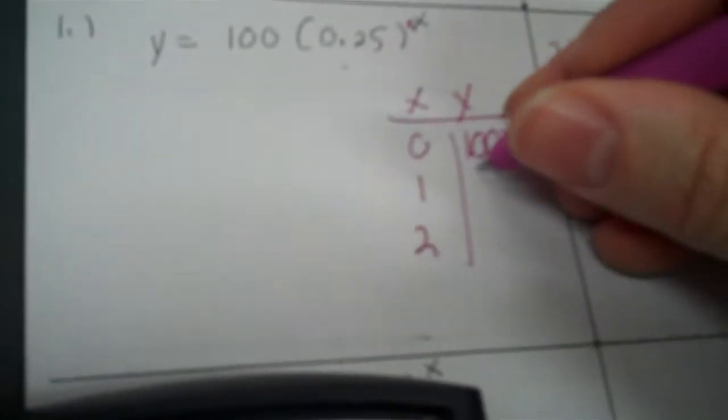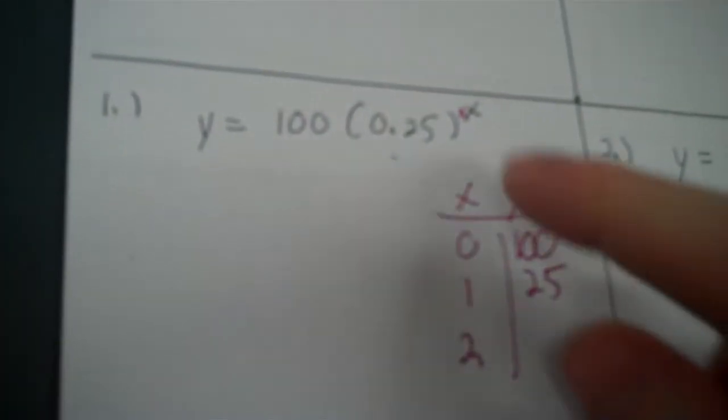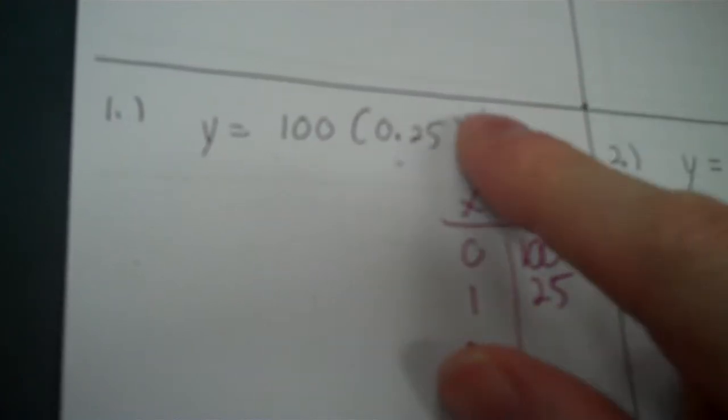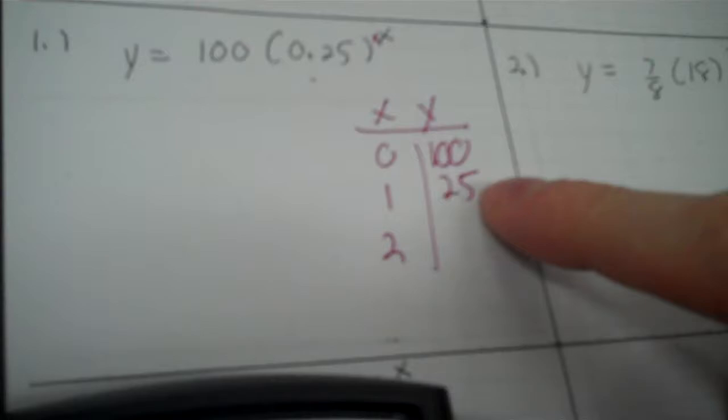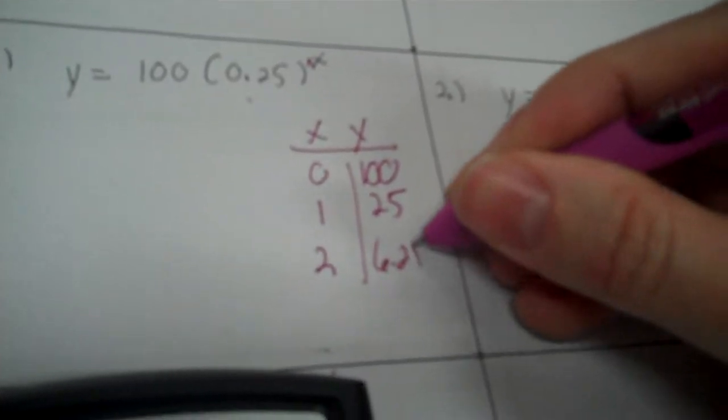Okay, it's going to be 25. I think you see where this is going. Because that would be 0.25. The first is 0.25. But when you take 100 times a number less than 1, it then makes that smaller. 6.25. Well, that's an obvious decay then.